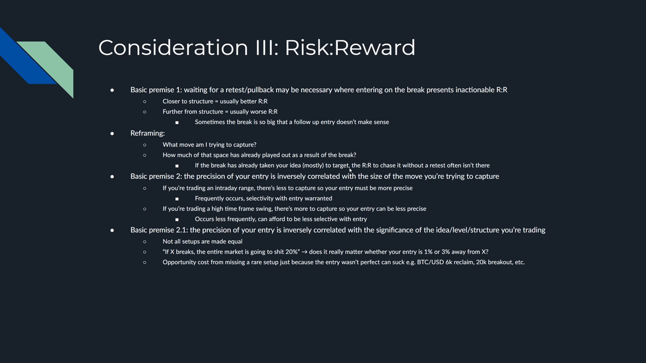I don't want to sit on this point for too long because it's fairly self-explanatory, but it's something that people, including myself, get wrong a lot. And this is where the last point comes in, where opportunity costs from missing a rare setup just because the entry wasn't perfect can suck. And the big Bitcoin inflection points come to mind, right? The reclaim of 6K after the bear market breakdown, the 20K breakout towards all-time high. If you got the balance of those situations wrong and you were kind of too precise trying to catch the perfect wick instead of just trading the idea, you probably missed out on some of the easier moves available in the market, right?